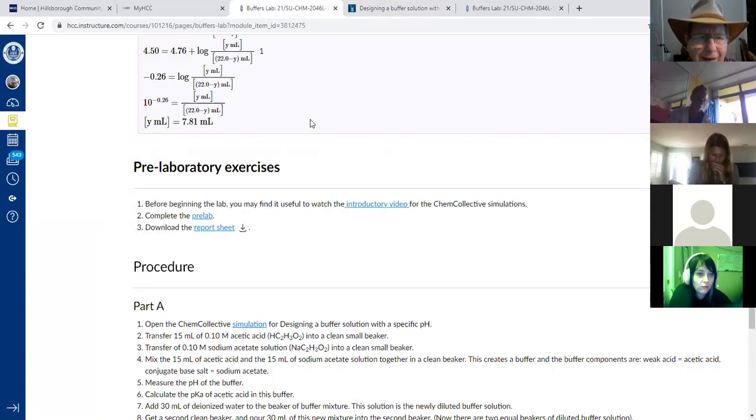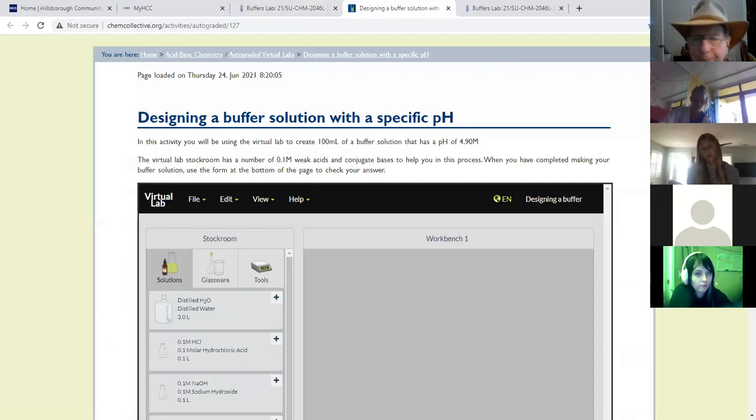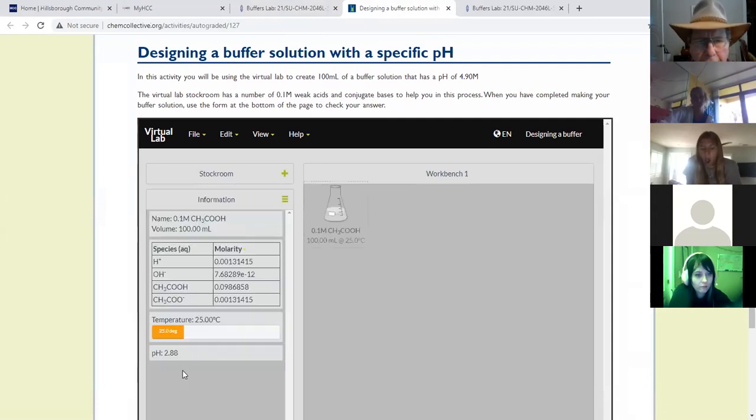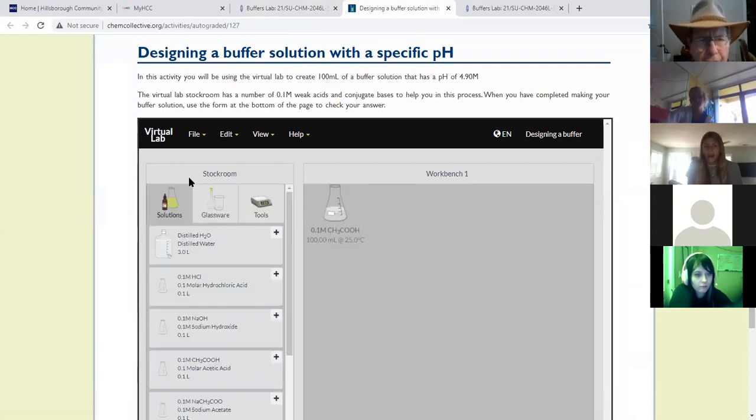Okay. First thing, take 15 milliliters of 0.1 acetic acid, put it into a clean beaker. Then you're going to take sodium acetate, put it into a clean beaker. Then you're going to mix them together and do the pH. Okay, you have solutions. These are the solutions. We need acetic acid. Go back to the stock room. We need sodium acetate. Go to the stock room.